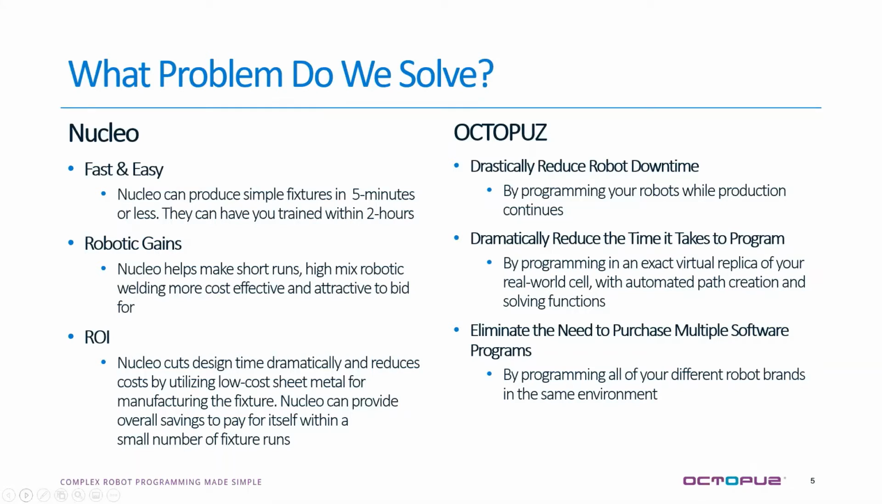OCTOPUZ also drastically reduces the amount of time it takes to program. We consistently see 70 to 90% time savings over teach-pendant programming or OEM software programming. OCTOPUZ is an easy-to-use tool, it's sophisticated, and we program your part in minutes instead of days. Lastly, OCTOPUZ is agnostic, meaning we support all popular brands of robots. So instead of juggling multiple robot languages and OEM softwares, use OCTOPUZ as that single platform for all of your robot brands.